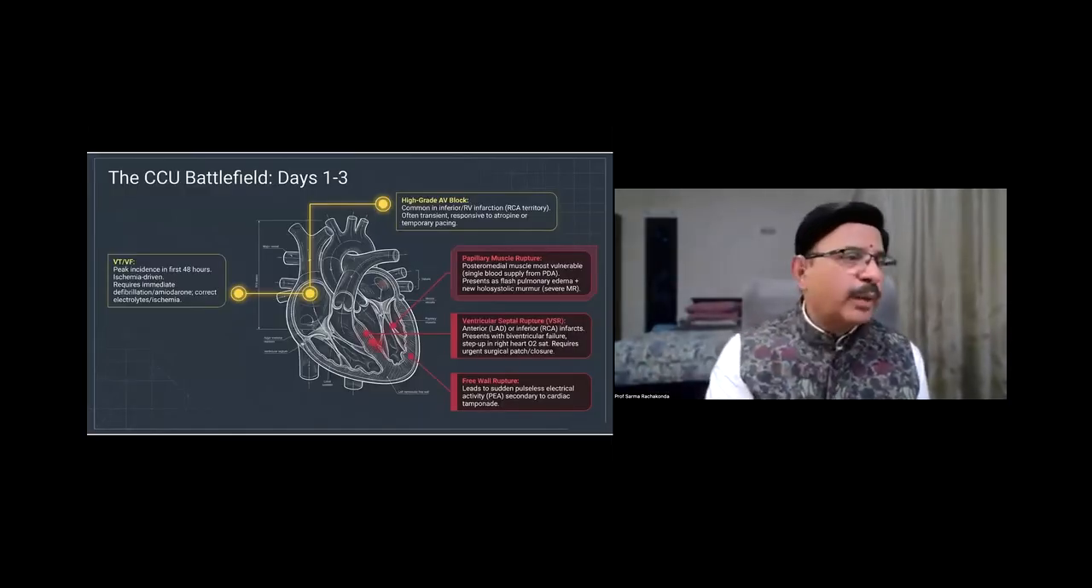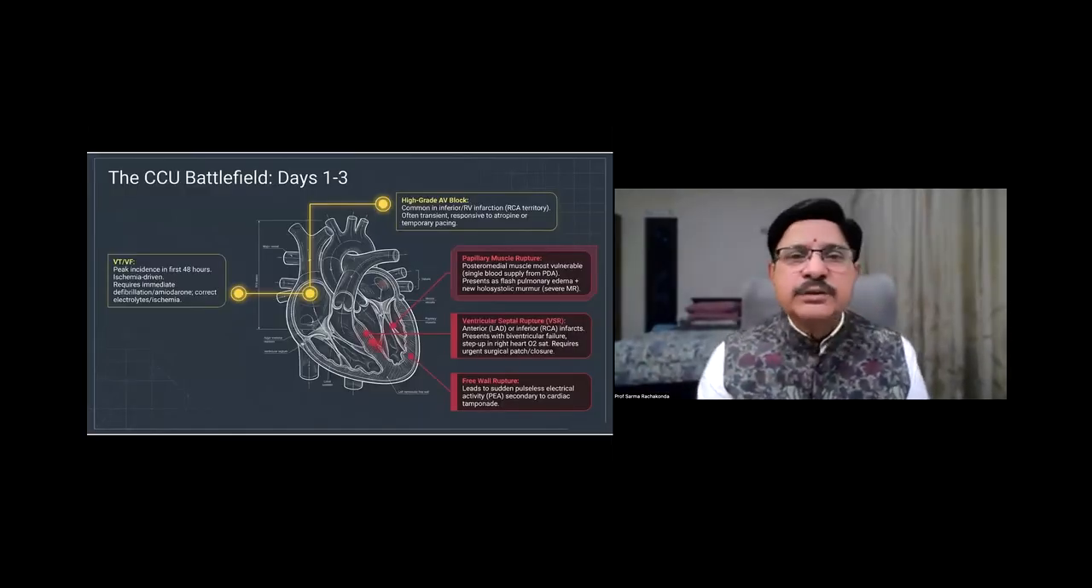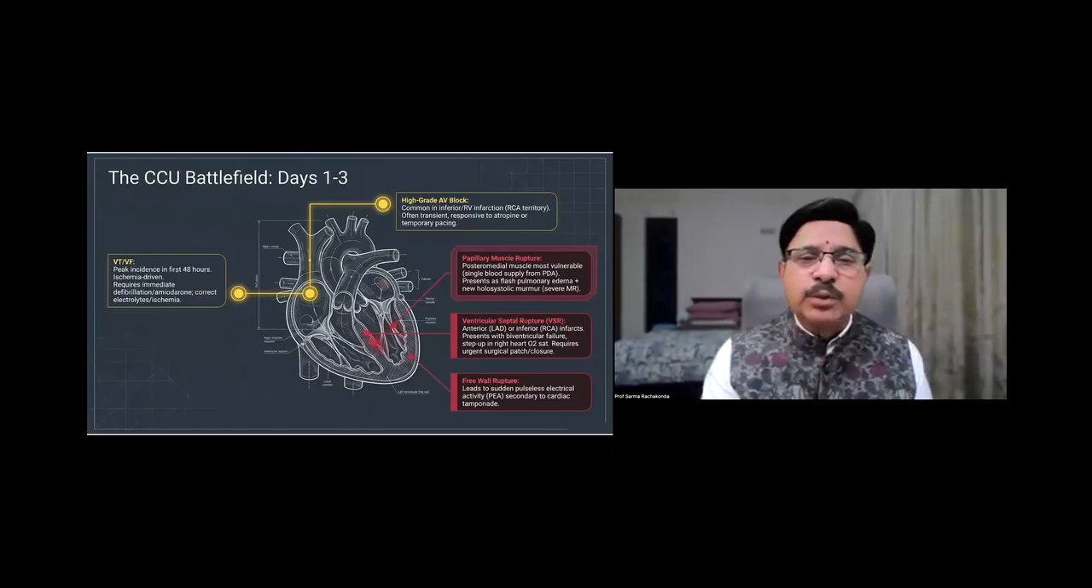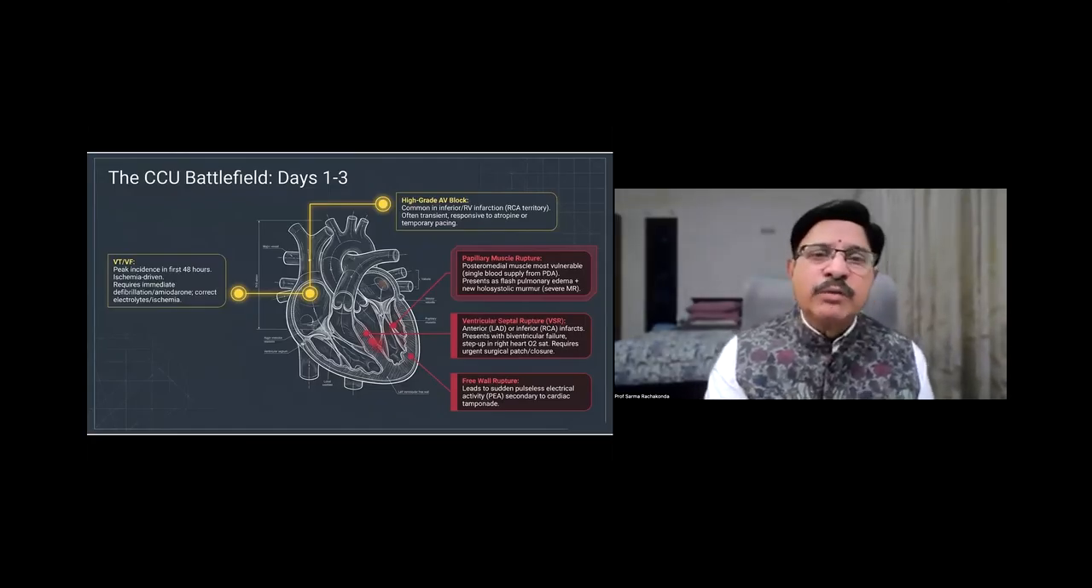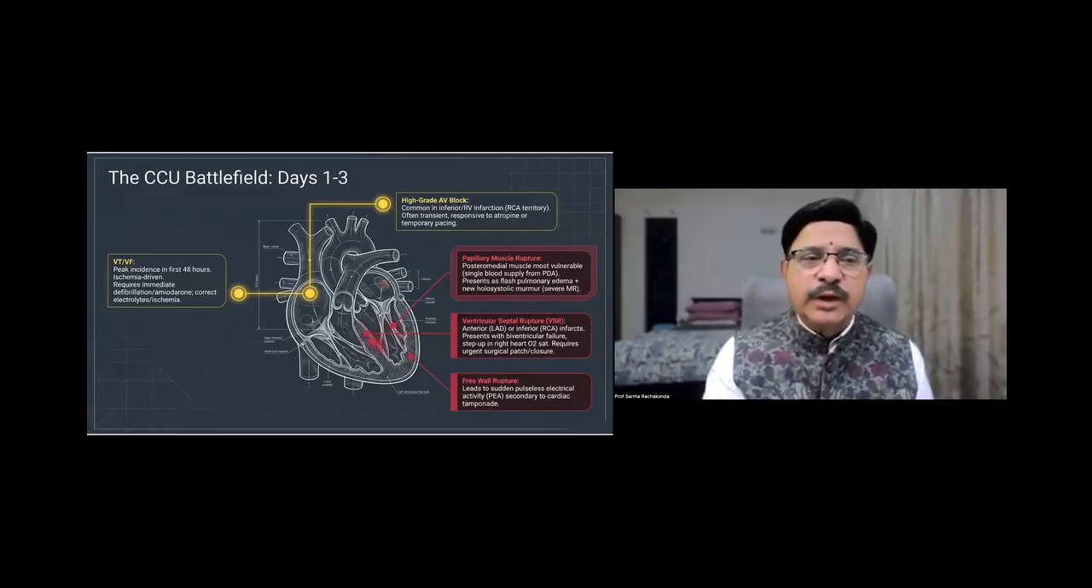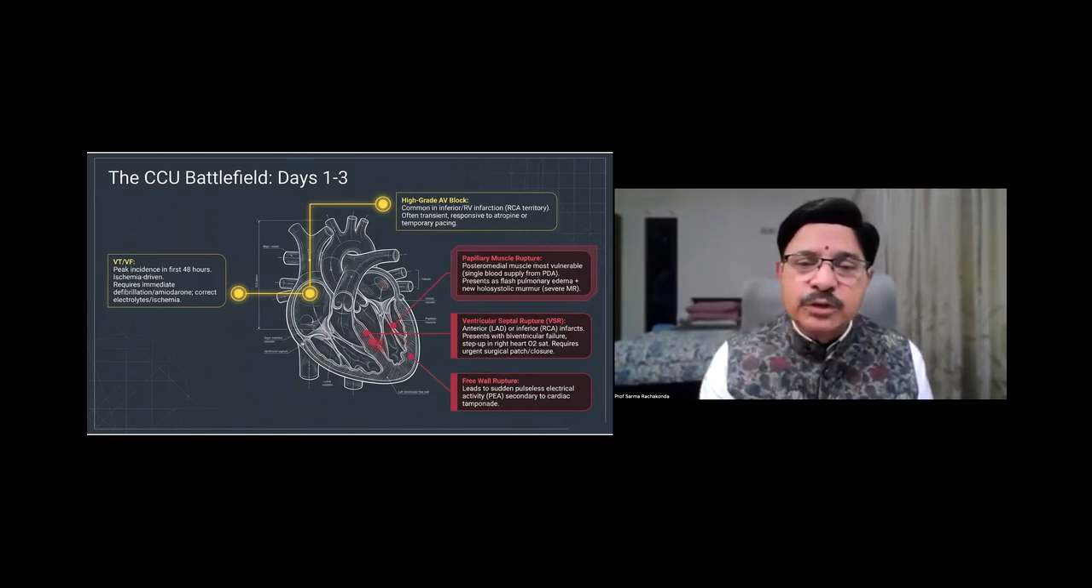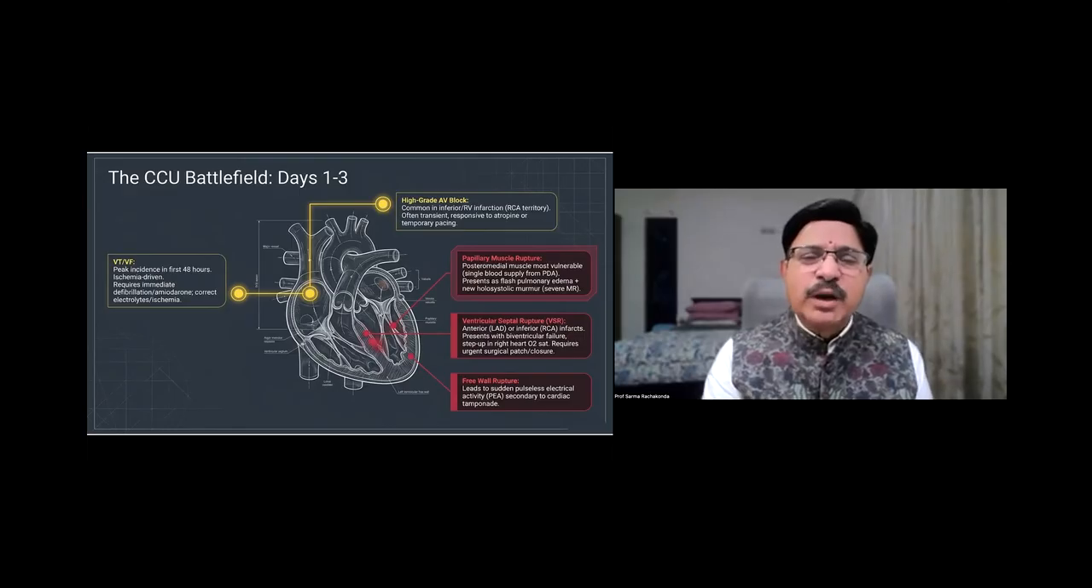Okay. Now, the CCU battlefield, days 1, 2, 3. You have done some procedure. He is in the CCU now. What are the days 1, 2, 3? What will happen? VT, ventricular tachycardia, VF, ventricular fibrillation, peak occurrence in the first 48 hours. That's why doctors will tell you that before 48 hours, we cannot tell anything. How is the prognosis? The son and wife will come and ask. We can't tell, sir. It needs 48 hours.